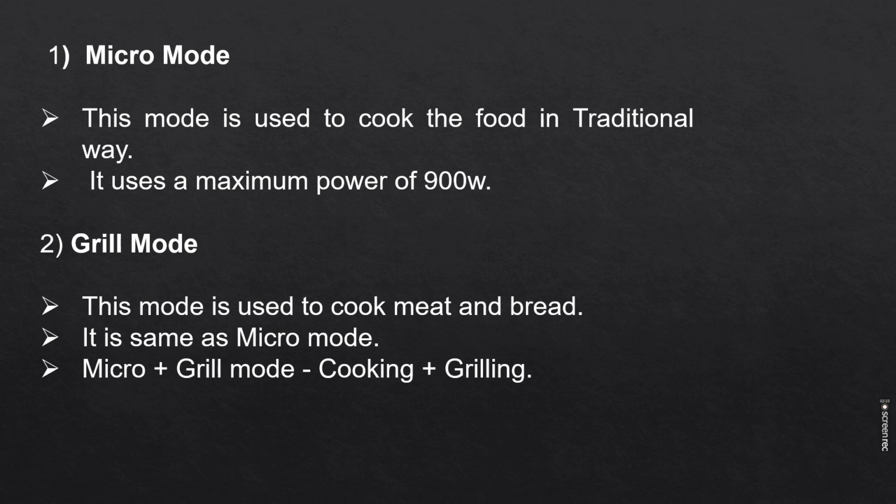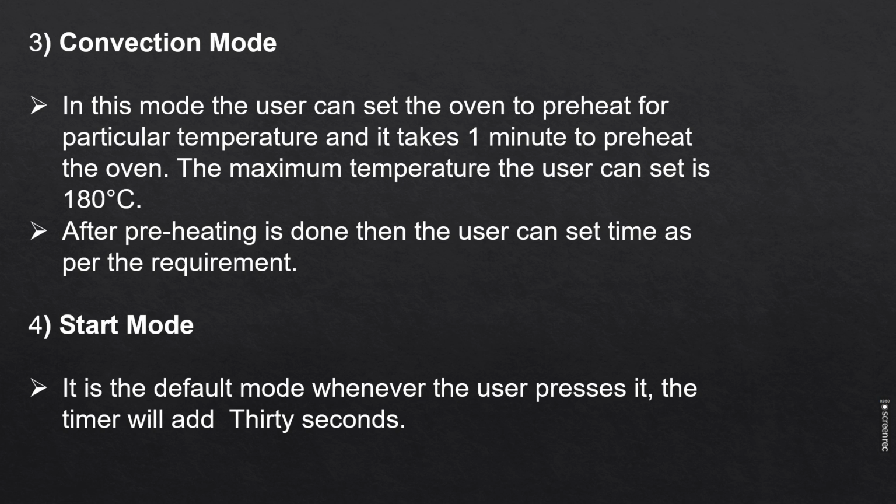The first mode is micro mode. This mode is used to cook food in a traditional way. It uses a maximum power of 900 watts. The second mode is grill mode. This mode is used to cook meat and bread. The grill mode is the same as micro mode, but it adds a grill, so the mechanism is different from micro mode.